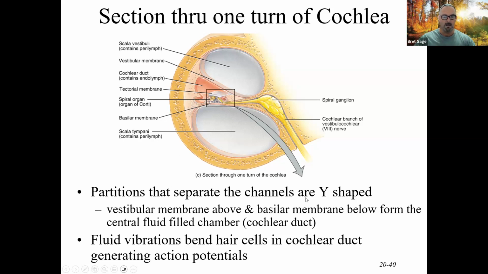The partitions that separate the channels are Y-shaped. You can see kind of a branching here, looks like the letter Y. Fluid vibrations bend hair cells in the cochlear duct, generating action potentials, and the action potentials come out through here, through the vestibulocochlear nerve, which eventually becomes the cochlear nerve.